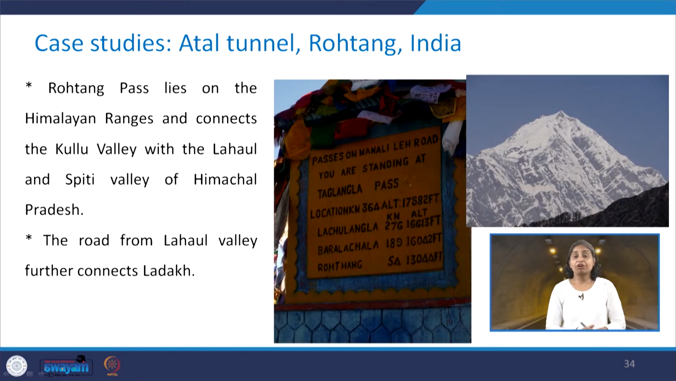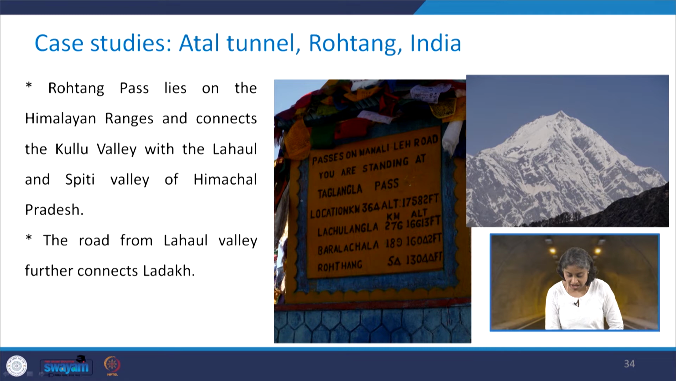Now we take one of the most talked about case studies, that is the Atal tunnel in Rohtang. So this Rohtang Pass, you all must be aware, lies on the Himalayan ranges and it connects the Kulu valley with the Lahaul and Spiti valley of Himachal Pradesh. The road from the Lahaul valley further connects Ladakh. So here is a picture which was taken by me only.